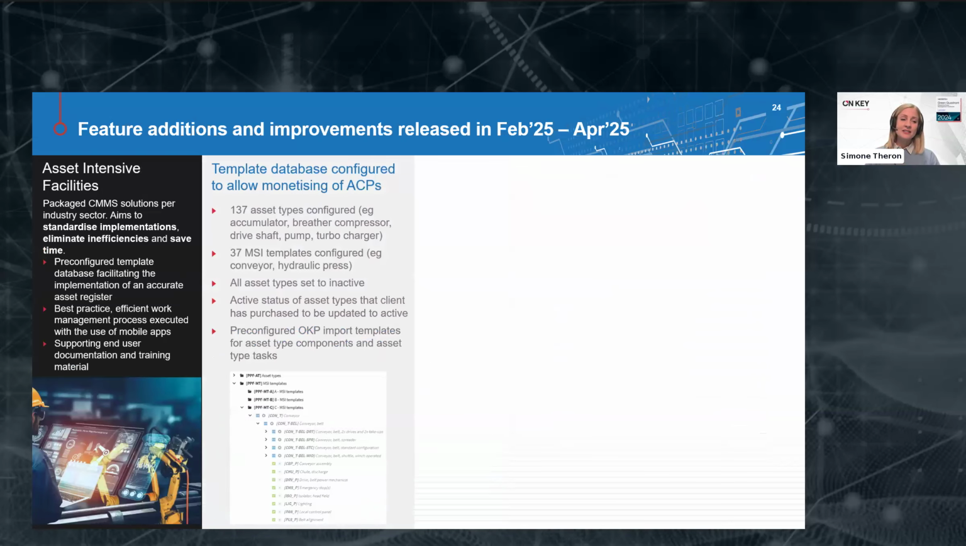Then in terms of our asset-intensive facility solution, which is aimed at our mining and heavy manufacturing clients, this is really where we spent the bulk of the effort for this release. In terms of our template database, we've expanded the asset care plan library in this solution quite considerably. There's a whole library of asset types available with the breakdown of components and all the asset care plans that are required to maintain these assets. And then these asset types can be selected and used by the client as required.